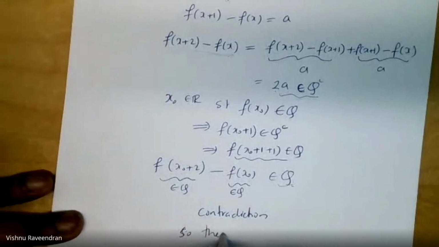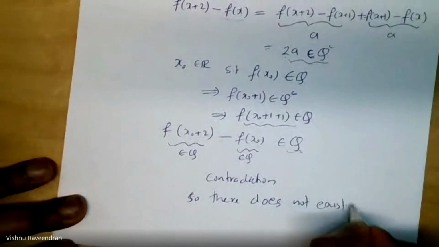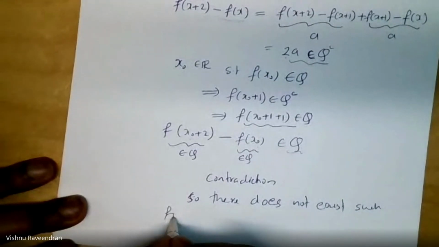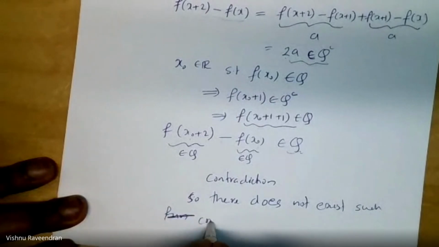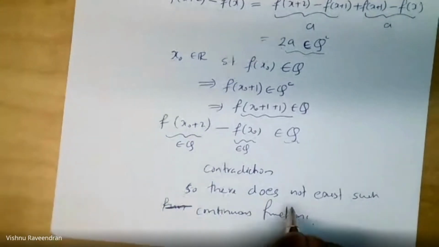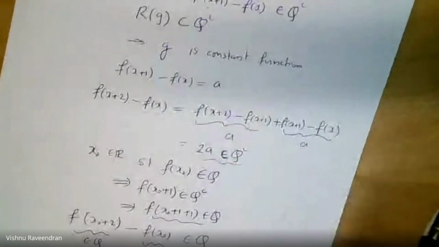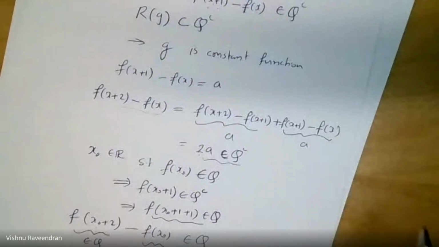So there does not exist such a function, such continuous functions. I did it a little faster, but these are the ideas of the proof. Try to fill the gap if you do not understand any steps. So I would like to finish the class here now, and any questions until now?